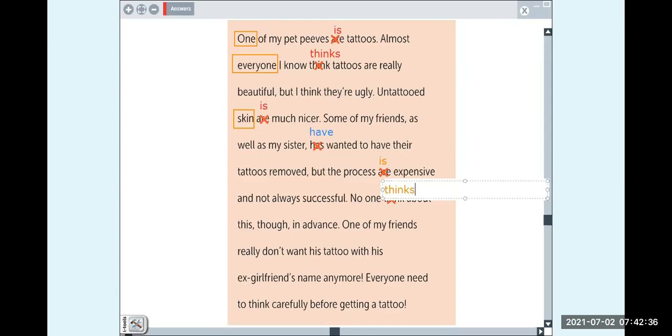Things. No, it's not an uncountable noun. What is this? Indefinite pronoun. Indefinite pronoun, right? Sorry. Okay, no problem.